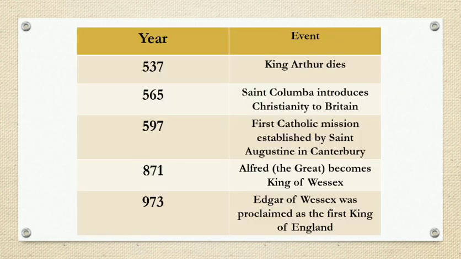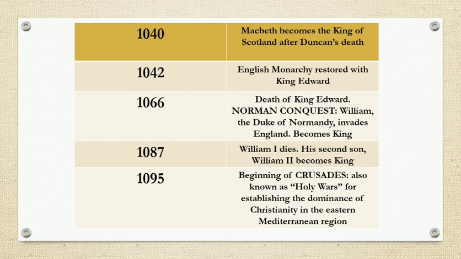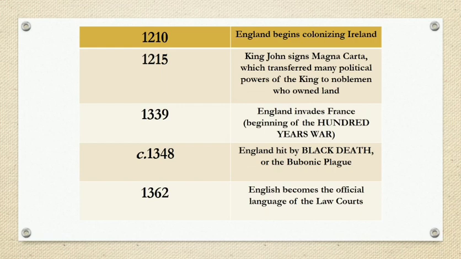The first and the most important one will be King Arthur and Alfred the Great. These are two very important names in literature, and any student of literature must know about them. Second will be Macbeth. Macbeth comes in Shakespeare's play of the same name, and the other will be the Crusades or the Holy Wars and the Norman Conquest.